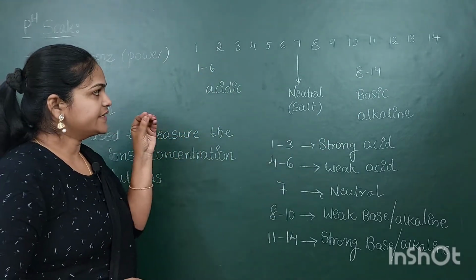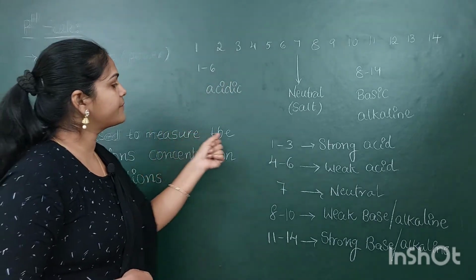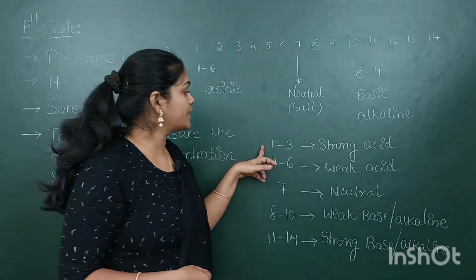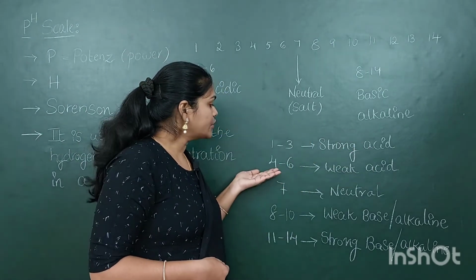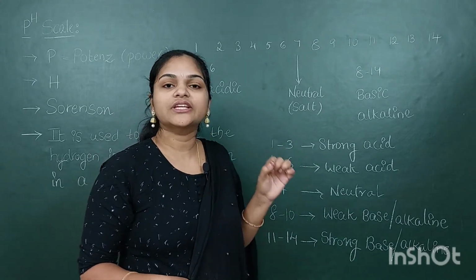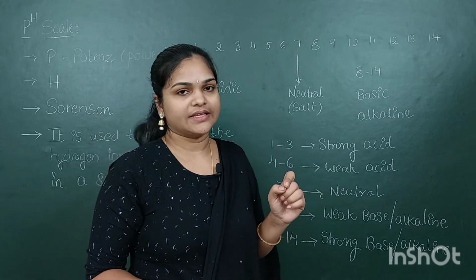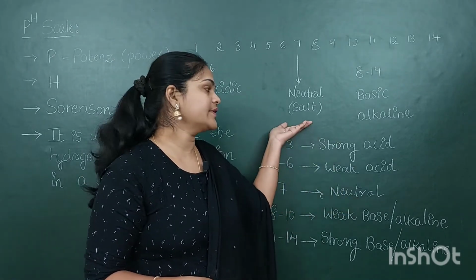Next, in detail, if you observe, there are different color appearances. If you get a pH value of a solution from 1 to 3, it is a strong acid. If the pH value is from 4 to 6, it is a weak acid. If you get 7, it is neutral. Neutral means it is nothing but salt.